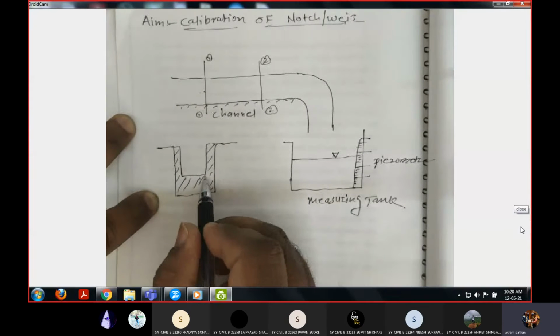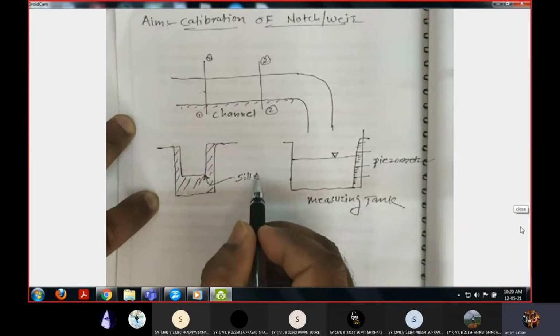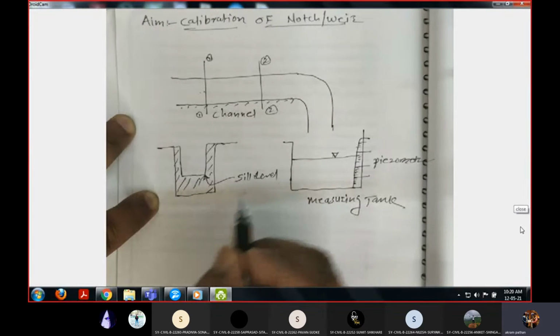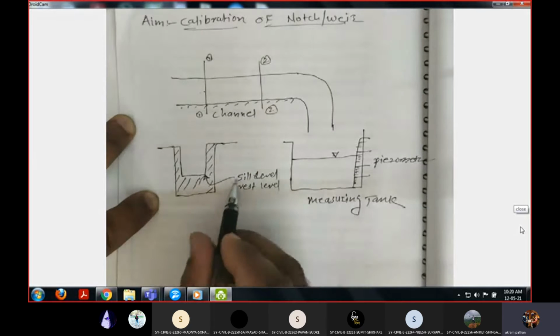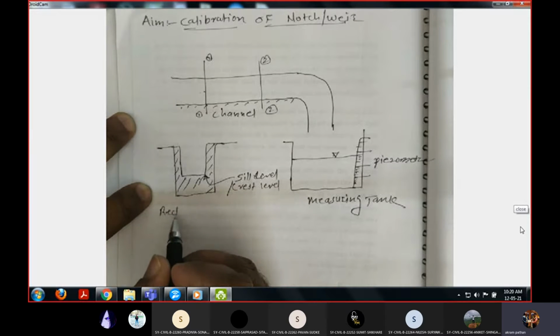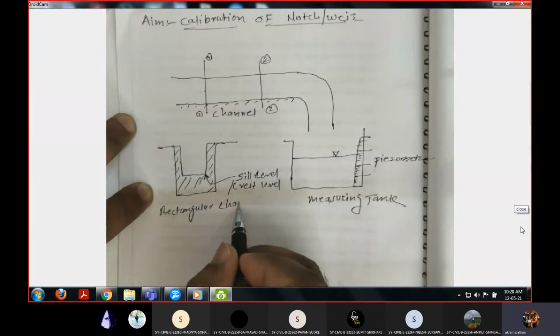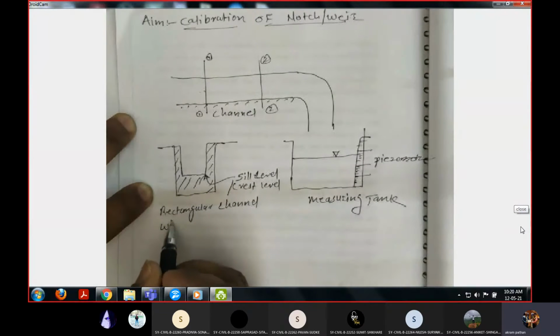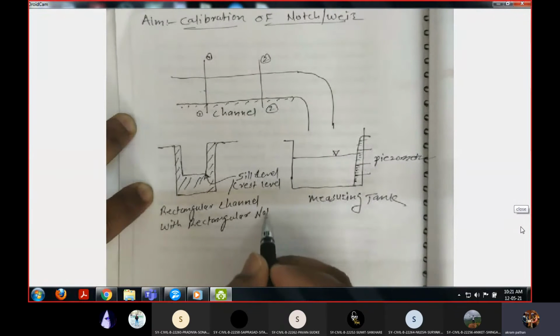Now here we have the sill level or the crest level. Okay, this is the sill level or crest level of the rectangular notch. Rectangular channel with a rectangular notch. Okay, rectangular notch.